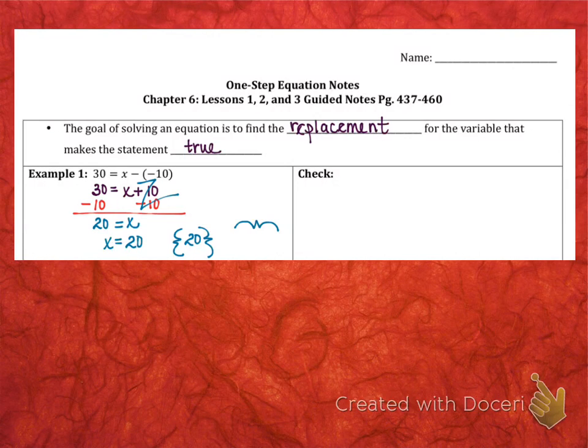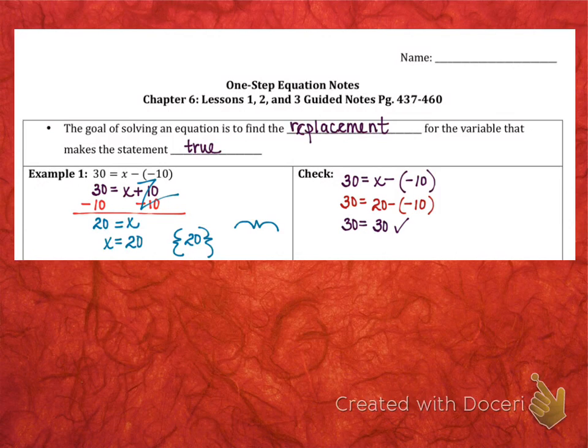Now, the check is how we're going to check to make sure we're correct. And the check is really important. So the first thing we're going to do is copy the original problem. The second step of the check is to plug in for the variable what we got, and we got 20. And using our calculator, if we take 20 minus negative 10, we're going to get 30. 30 does equal 30, and therefore we know that our answer is true.